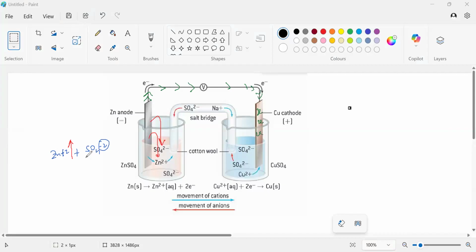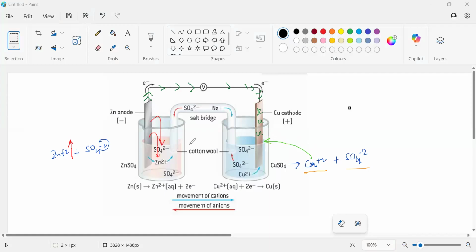Now, what do we take in the aqueous solution? Copper sulfate. So copper sulfate will be staying as Cu2 plus plus SO4 2 minus. Now, who goes towards the cathode, copper 2 plus or SO4 2 minus? Copper 2 plus. Copper 2 plus is going.